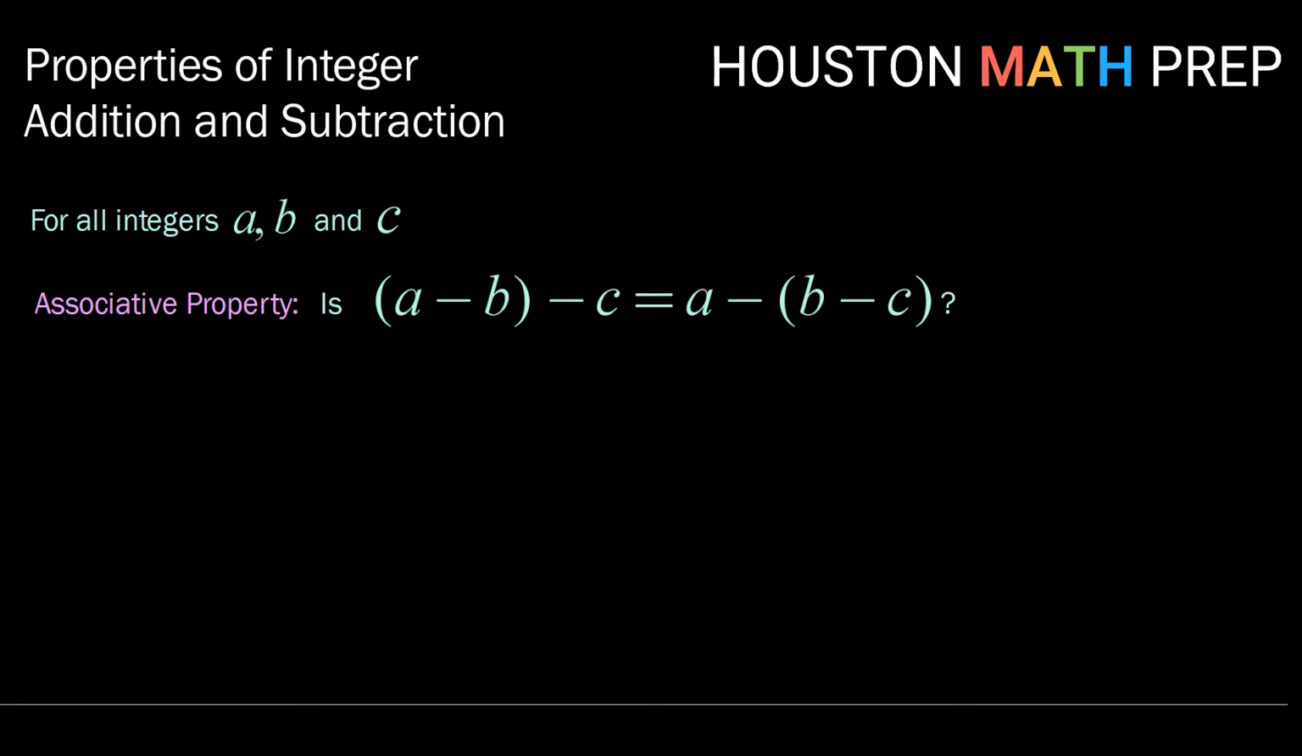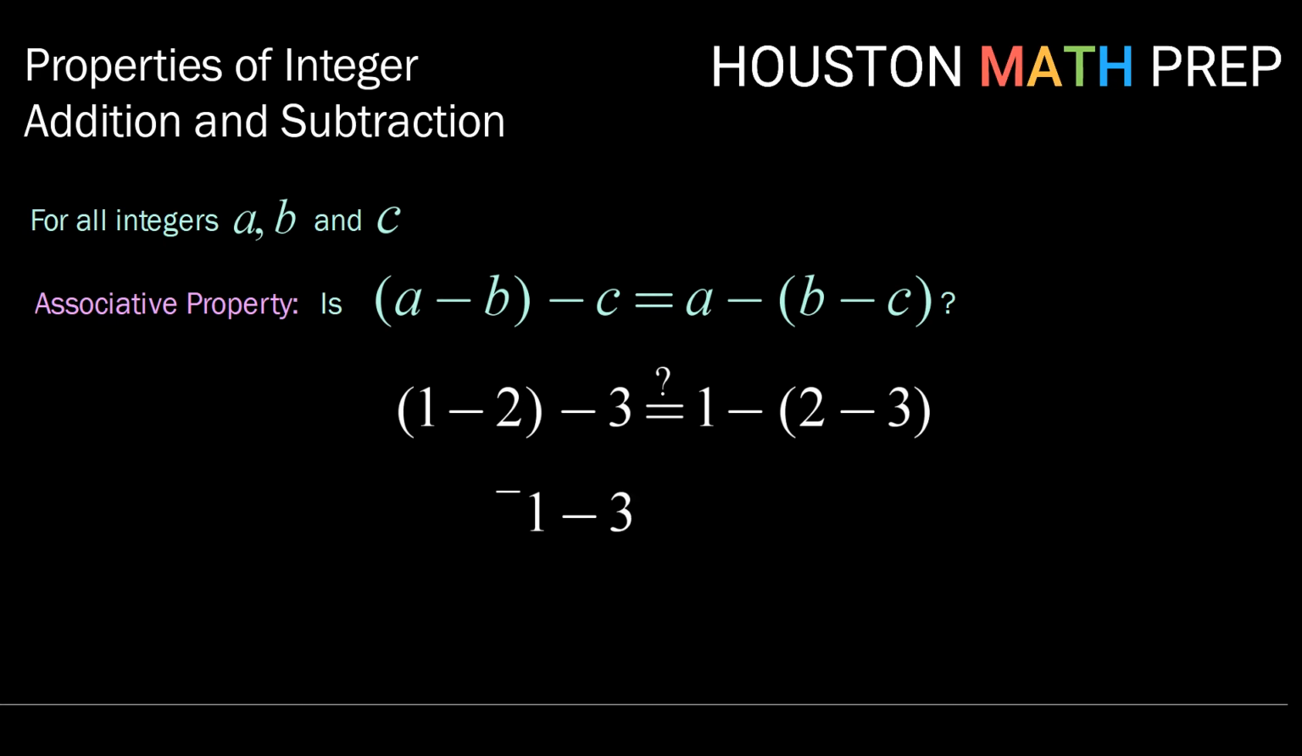Next, let's check the associative property. We want to know, is a minus b minus c the same as a minus quantity b minus c for all integers? Well, let's take an example. How about 1, 2, and 3? If we first group 1 minus 2, then we get on the left side negative 1 minus 3. On the right-hand side, if we first group 2 minus 3, 2 minus 3 is negative 1. So now we have 1 minus negative 1.